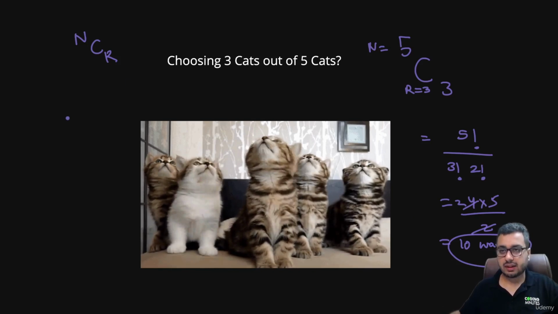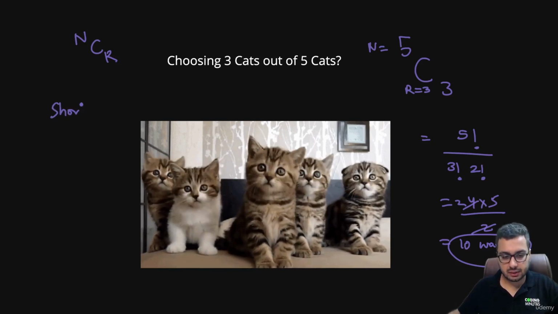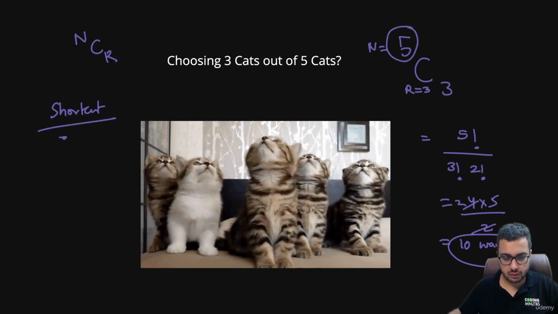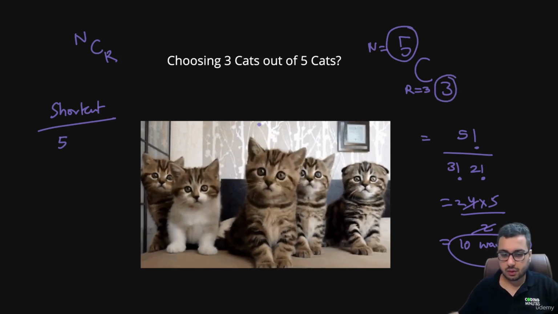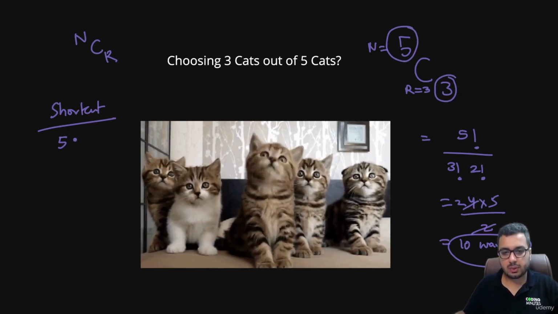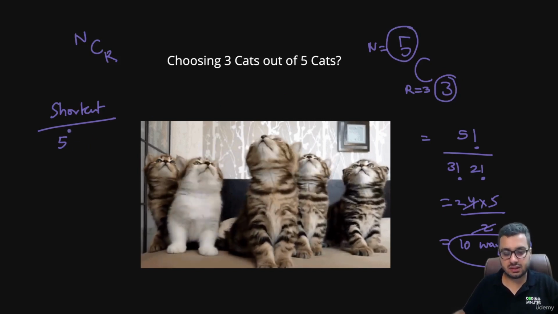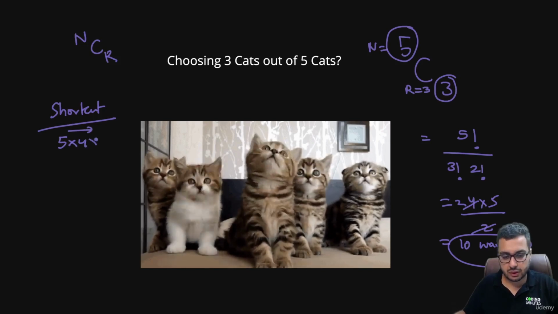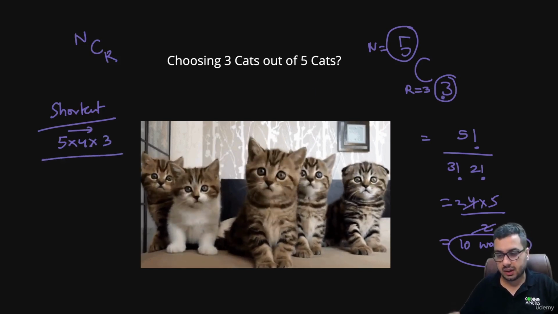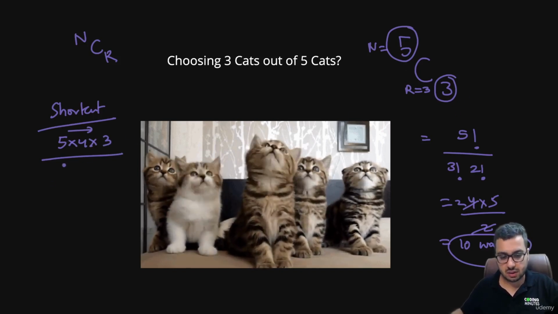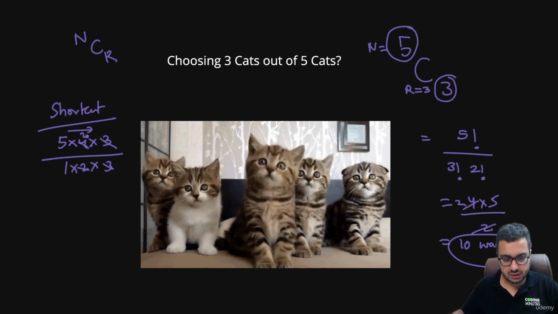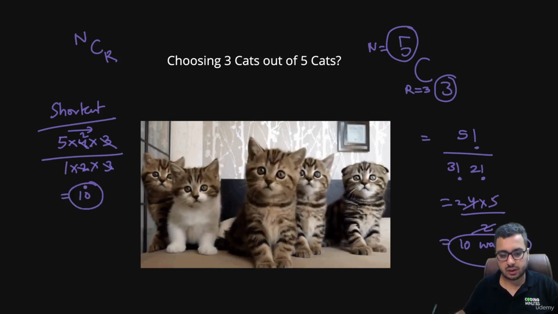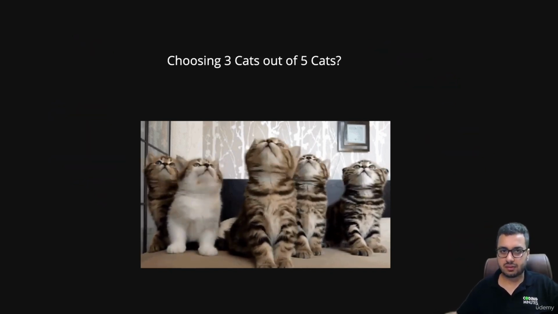There is one shortcut to write nCr if you want to compute on pen and paper. You write 5 and 3. Then you write 3 terms in the numerator starting from 5 in decreasing order, so 5 into 4 into 3, and in the denominator you write 3 terms in increasing order, that is 1 into 2 into 3. So this cancels off, and this is again 10. This is again one way of writing it.